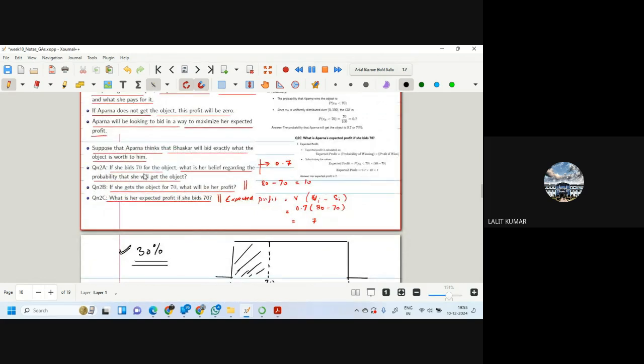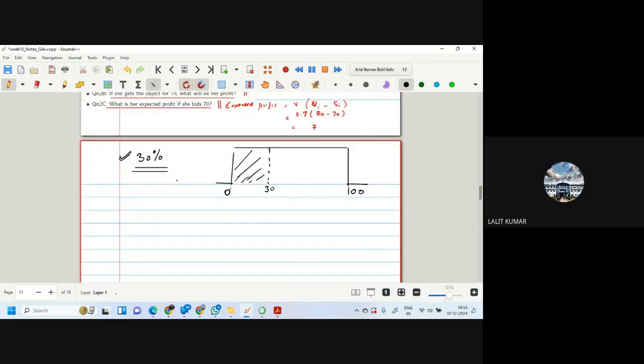Okay, if she bids 70 for the object, what is her belief regarding the probability that she will get the object? So if she has bid 70, her belief of winning will be equal to 70 by 100. So this will become 0.7. And what will be her payoff? It will be 80 minus 70. So this is 10.